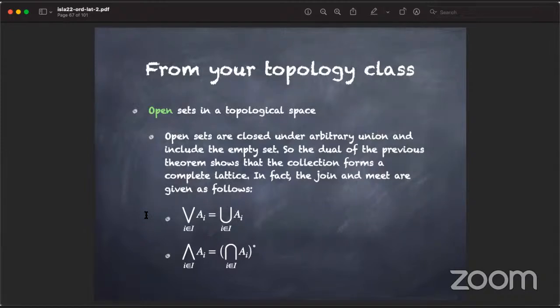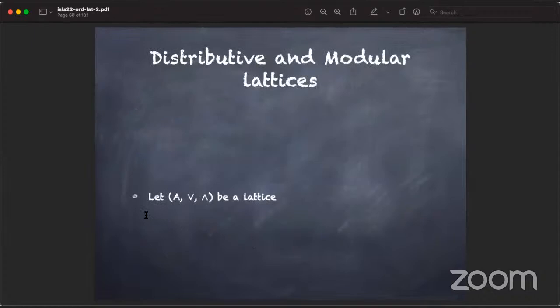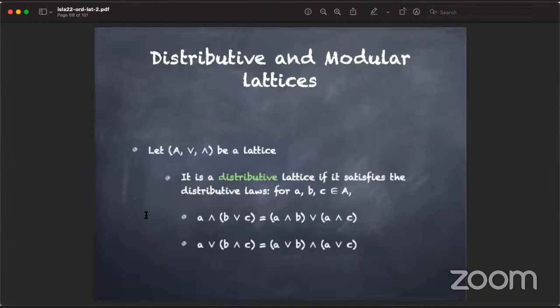And the first one that I would like to do is give you some idea of what we mean by distributive and modular lattices. So take any lattice. Now, it is said to be a distributive lattice if it satisfies the distributive laws. So please note that it would be enough to consider one of the laws. The other one is the dual to the former one.